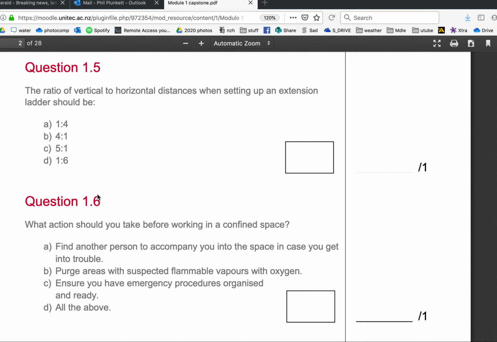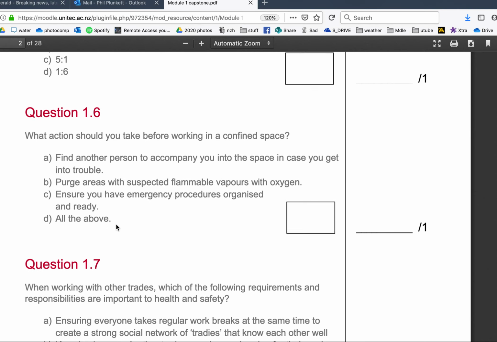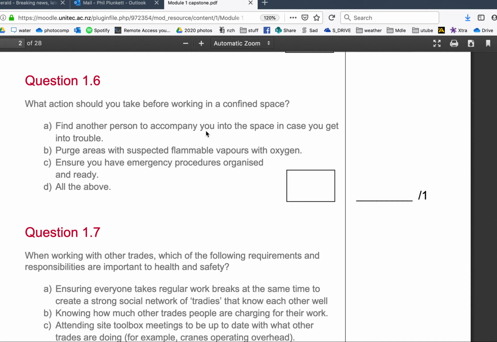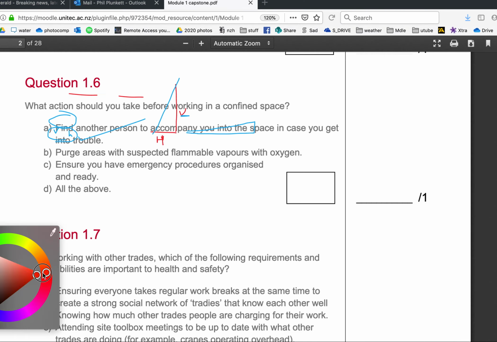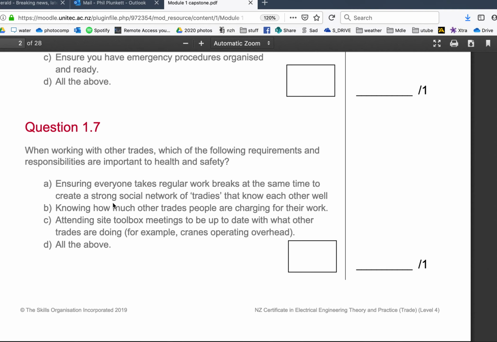There we go. Okay, what action should you take working in a confined space? Okay, if I was working in a confined space, I'd try not to work in a confined space. So what action should you take is run away and get someone else to do it. But anyway, that's not here. Find another person. Yep, that's a good idea. And B, purge areas. Yes, and ensure you have emergency procedure organized and ready. Yep, you want to be really careful, okay? And if at all possible, you want to get someone else to do it. So all of the above. People that specialise in doing that, so get them in to do it.